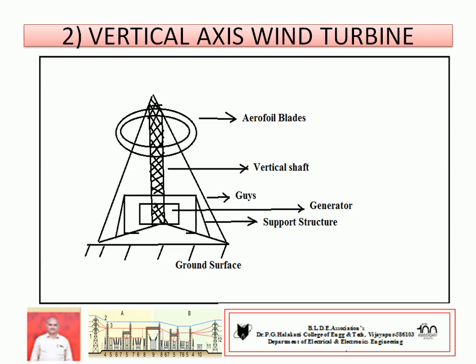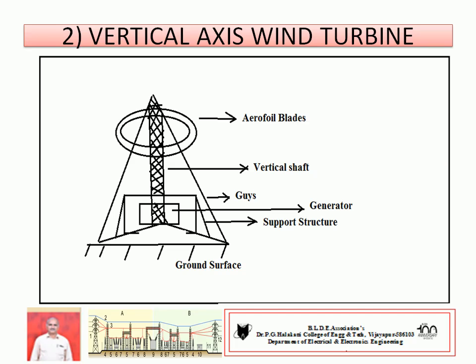So this axis is vertical. The axis of rotation is vertical as shown in the figure. At the top, aerofoil type blades are fixed. These blades move parallel to the direction of wind.